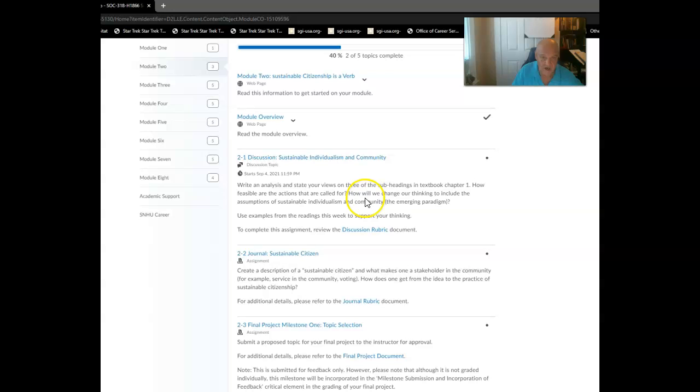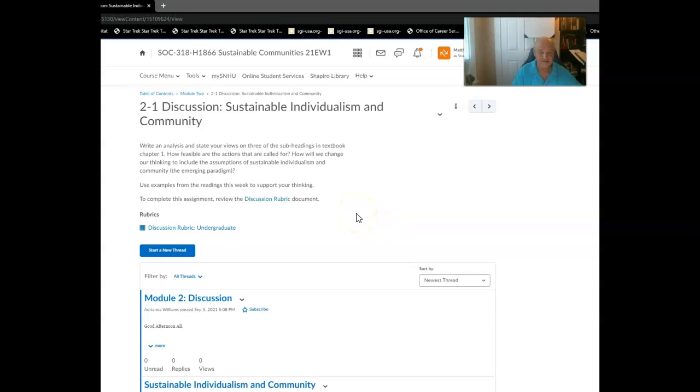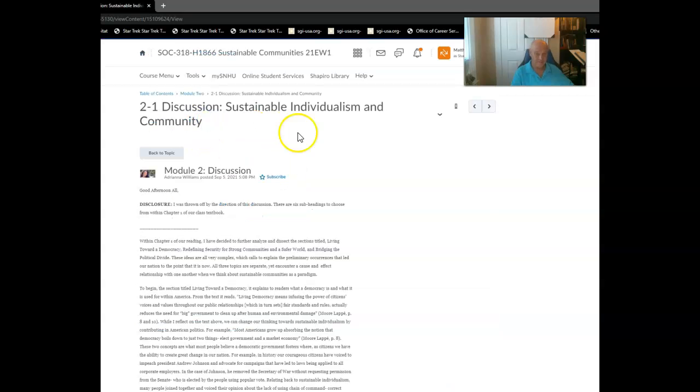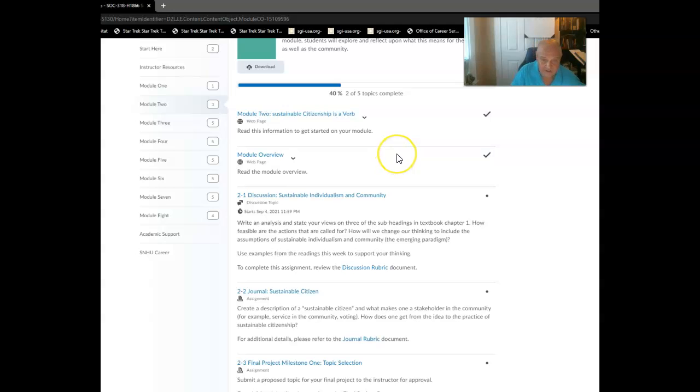Okay, so here's our discussion. Write an analysis and state your views on 3 of the subheadings in text chapter 1. That's again, the chapter on a people-centered and accountable government. It really talks about a radical paradigm shift in terms of the political economy of the United States. Okay, so we already have somebody who posted. That's great. Okay, and I'm going to be responding to your posts, right? So I'm a little late in getting this up.